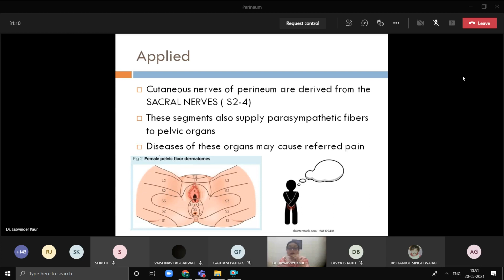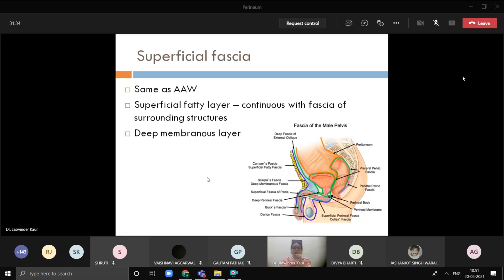So the disease is in the perineum, but the patient will feel the referred pain in the pelvic organs because of the similar dermatomes, right? So that is due to the referred pain from the perineum to the pelvic organs, right? Now, after that, in the perineum, first is the skin.